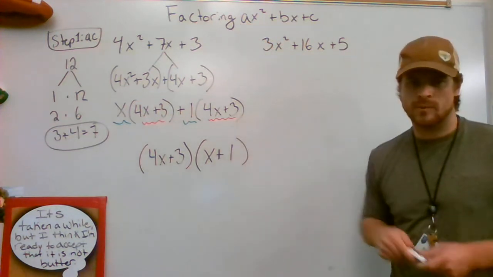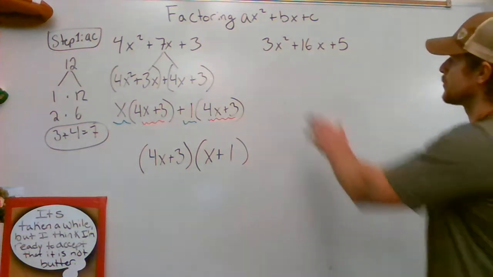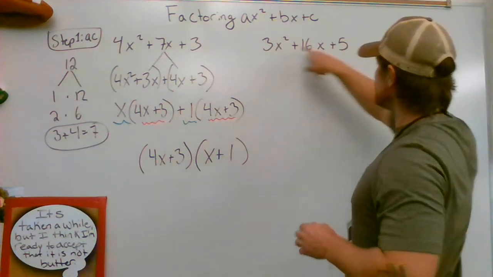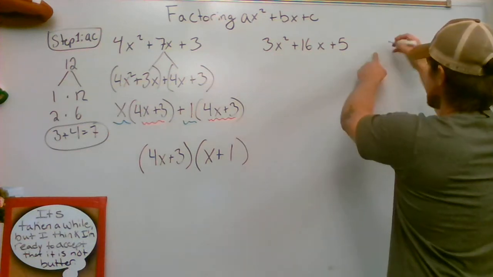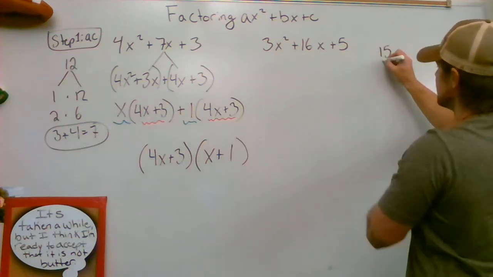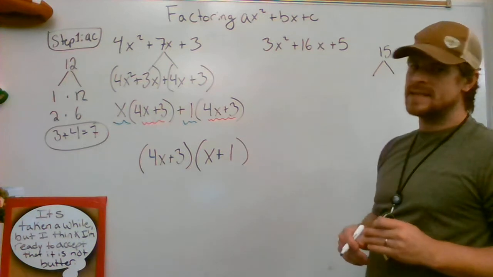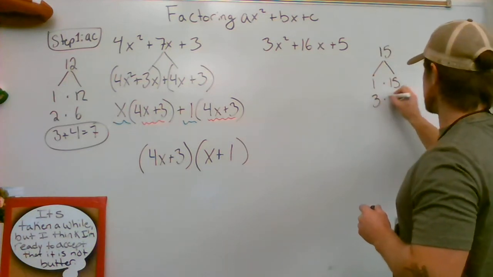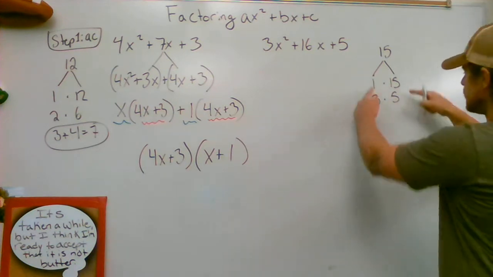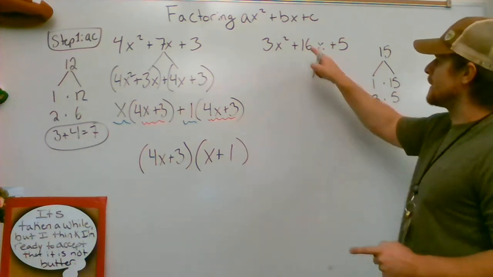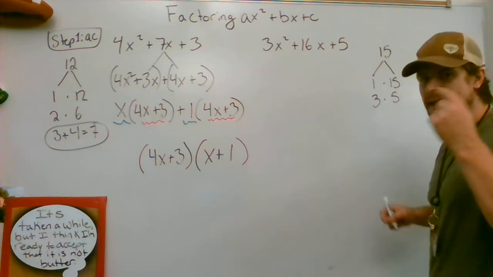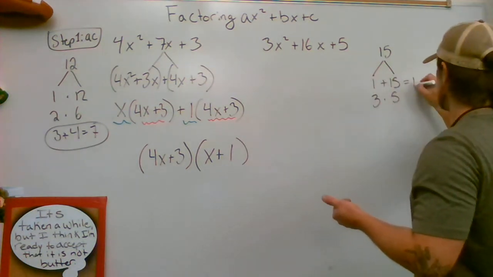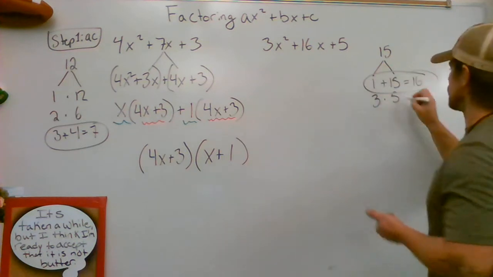Let's move on to the second one. Second one, I have 3x squared plus 16x plus 5. Step 1, multiply 3 and 5 together, which gives me a 15. List out my factors of 15. That's 1 times 15 and 3 times 5. Hopefully one of these will add together to make my middle term of 16, and that pops up right away. 1 plus 15, if added together, makes 16. This is what we're using.